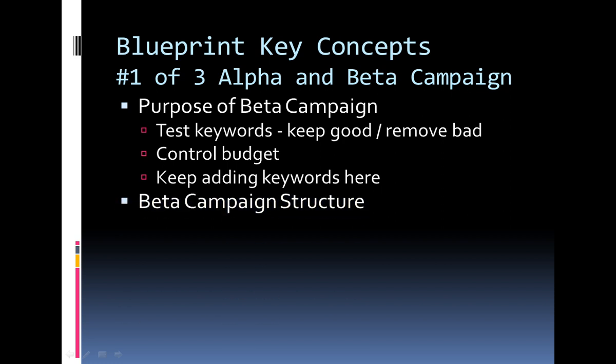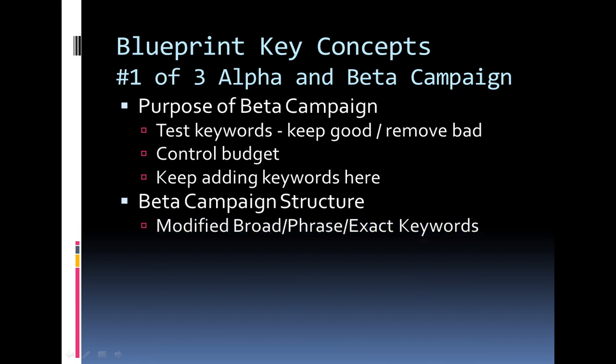So how about the beta campaign structure? Here within the beta campaign structure, we only use modified broad keywords, phrase keywords, and exact keywords. For each keyword we use in the beta campaign, we will start off with all three match types. Do note the broad match type here is the modified broad, meaning you have to have a plus symbol in front of each keyword. I'll show you an example a little later.